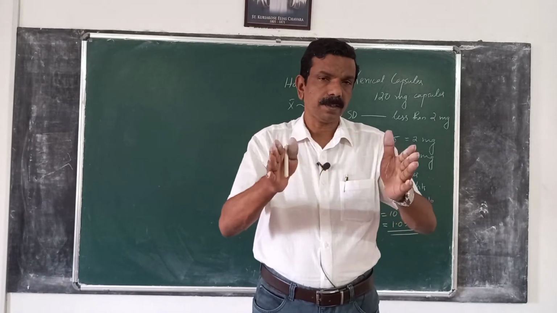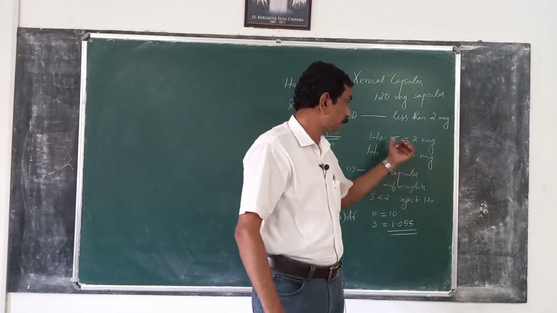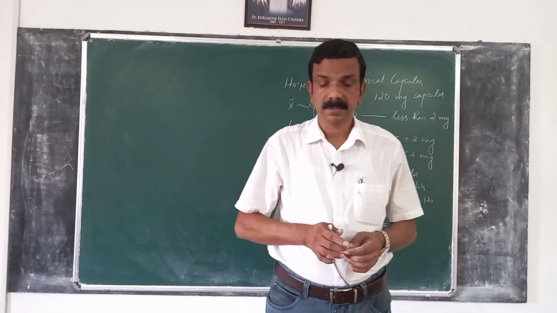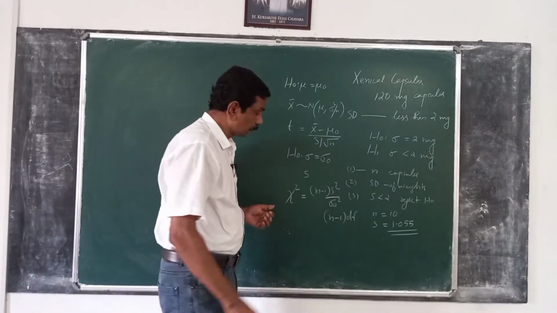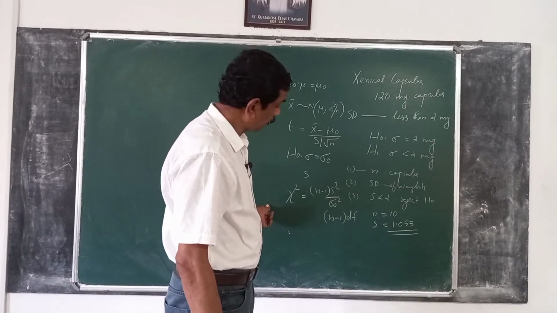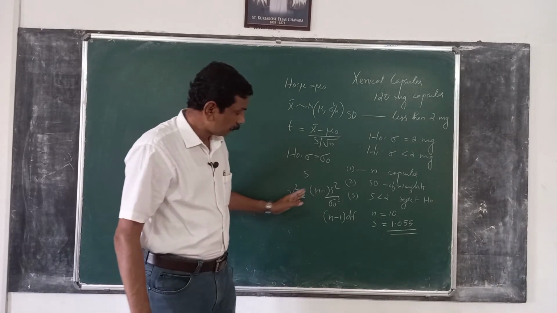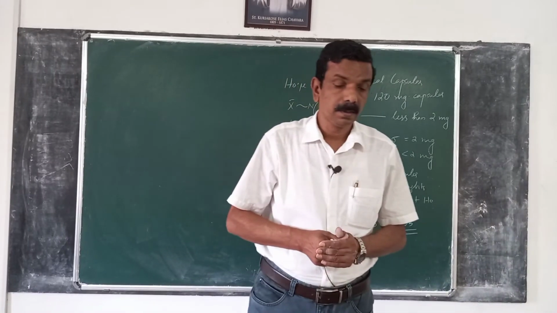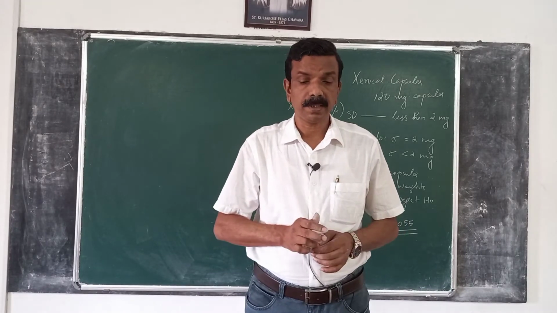A variable of a population is normally distributed with the standard deviation sigma. Then, for samples of size n, the variable chi-square, n minus 1 into s square by sigma square, follows chi-square distribution with n minus 1 degrees of freedom.